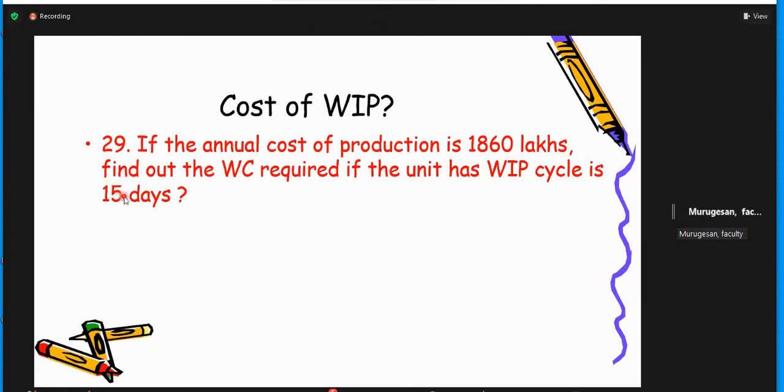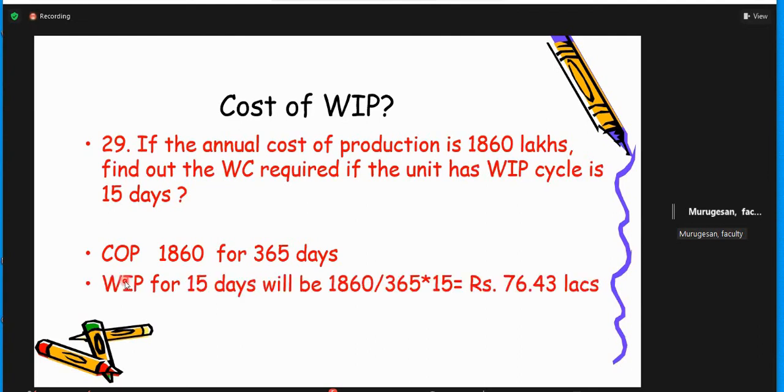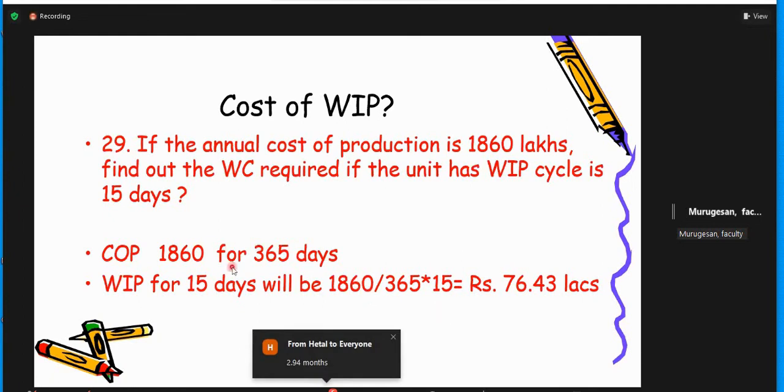You can do it in days also, but days will take time, while months you can use easily. So 1860 is okay. Now because it is in days, we will adopt the 365 days pattern. Every year has got 365 days. So the 1860 is for the full year of 365 days. Now for 15 days, how much COP? So for 15 days, it will be 1860 divided by 365 multiplied by 15.